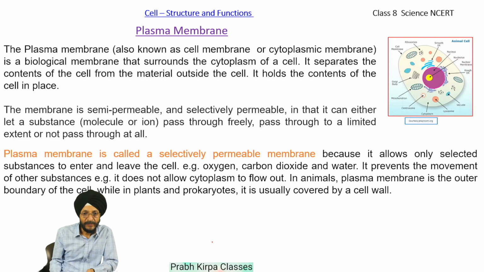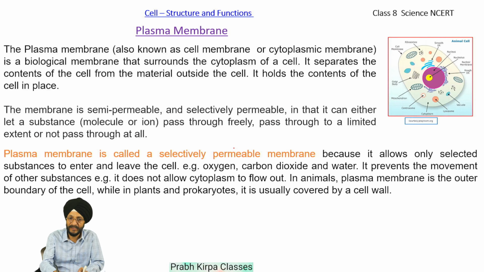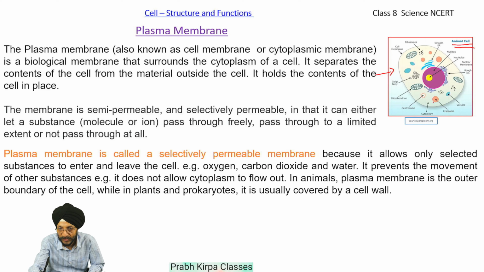Next. Now we will discuss the outer covering which is present in the plant cell as well as in the animal cell. However, as already discussed, plant cells also have an additional covering outside the plasma membrane which is known as cell wall. So we are here talking about the plasma membrane. Here is the photograph of an animal cell. Here you will see that the outer covering is this. This is plasma membrane.